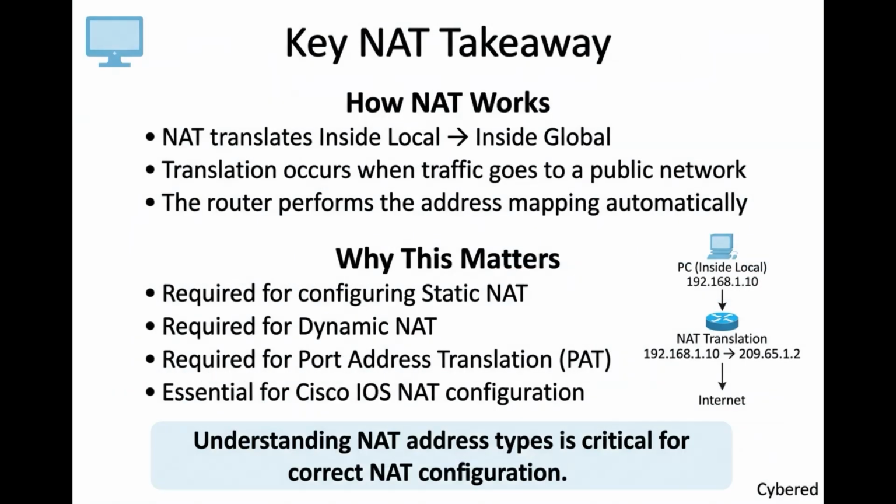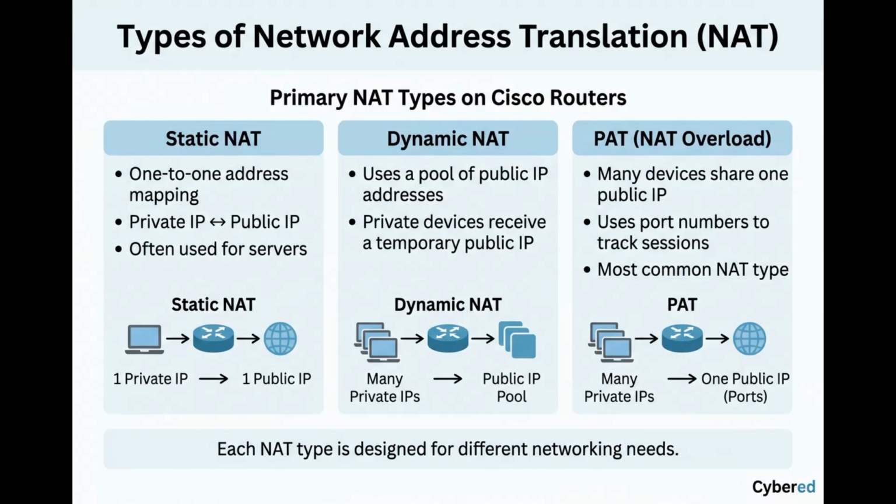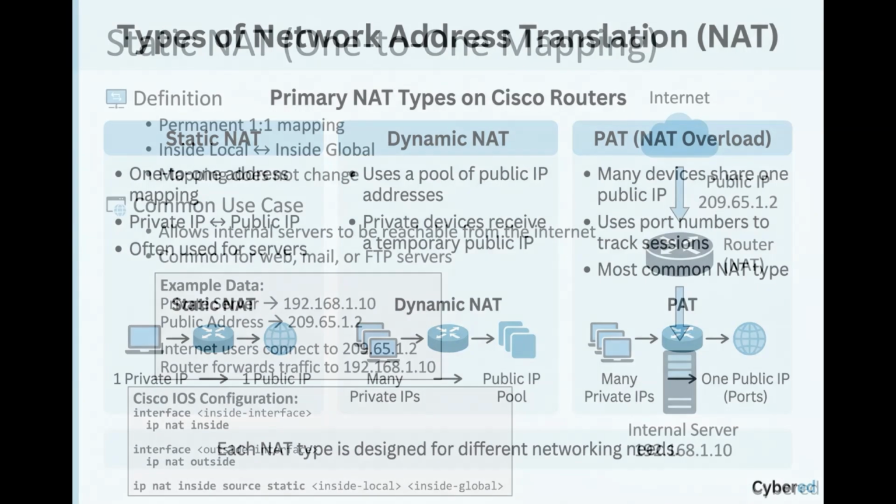Key takeaway: NAT works by translating the inside local address to an inside global address when traffic is destined for a public network. Understanding these 4 address types is critical for configuring static NAT, dynamic NAT, and PAT correctly on Cisco IOS. There are 3 primary types of NAT used on Cisco IOS routers: static NAT, dynamic NAT, and PAT. Each serves a different purpose in real-world networks.